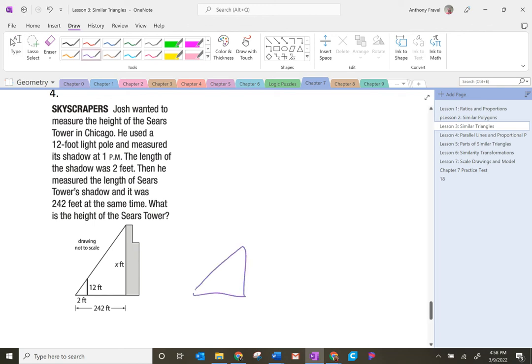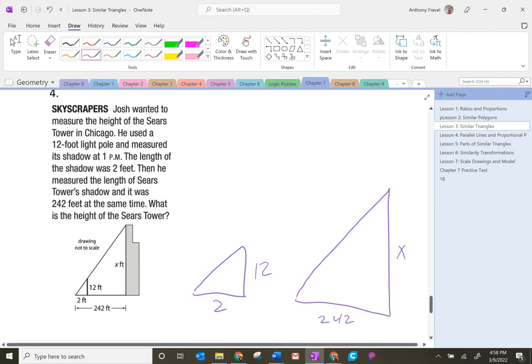Realistically, I've got this triangle here, and this says it's 2 feet. This says it's 12 feet. I also have this triangle here that says this is 242 feet. This one is X feet. I can figure it out using those same proportions to see which ones match up. Again, it's a right angle, so I know I've got this angle, and I know I've got this angle. Using angle-angle, I can figure it out. I will do 2 over 242 equals 12 over X.